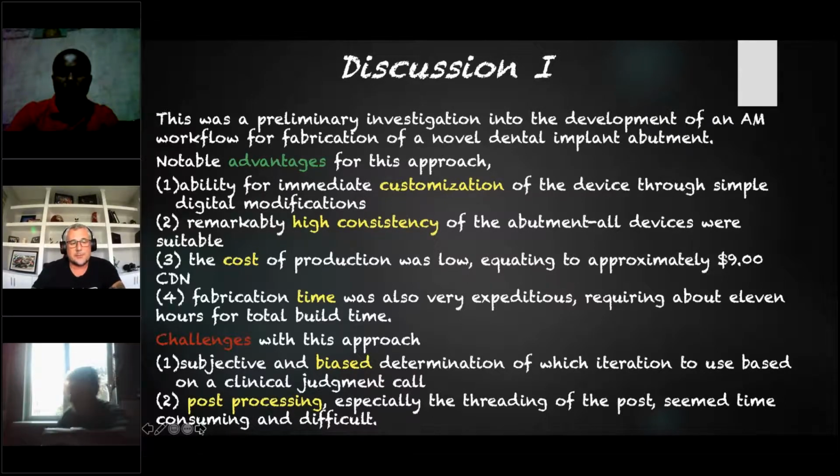The challenges, well, the first one I'll read off is number 2, and that's post-processing. Trying to get the threads on that tiny shaft is very challenging. I had a very difficult time, and a colleague of mine is the one that did all of them. So a real challenge. It would be nice to see if we could actually print the threads on newer productions. And then the subjectivity. I think we're all aware that additive manufacturing needs to have some standardization. That needs to come into play as well, because there's a very subjective and biased determination of what works and what doesn't.